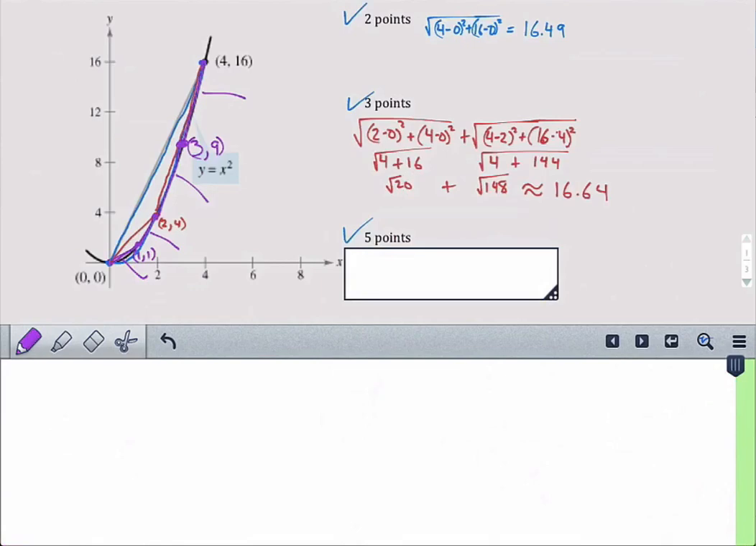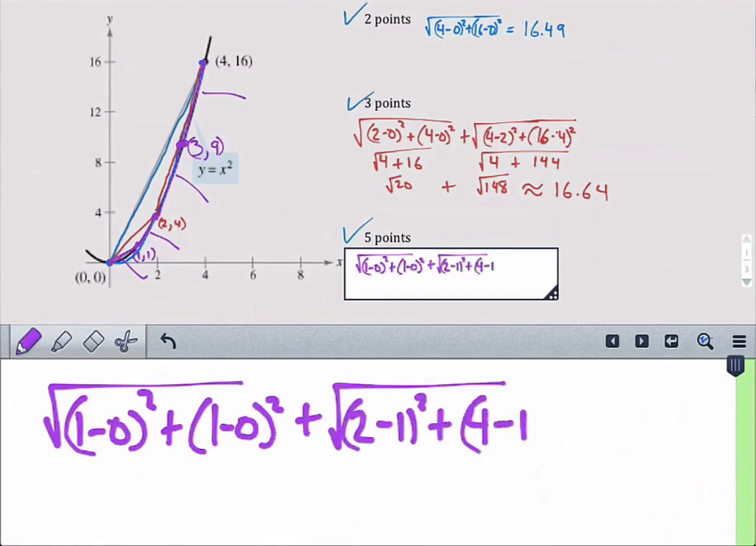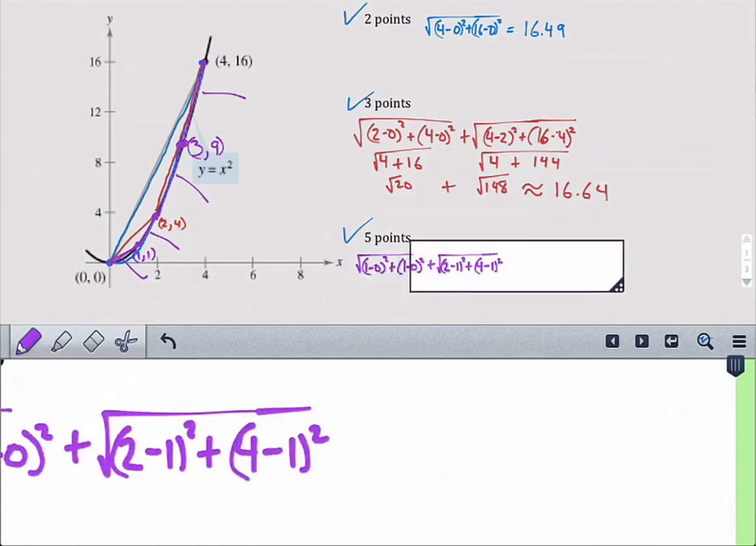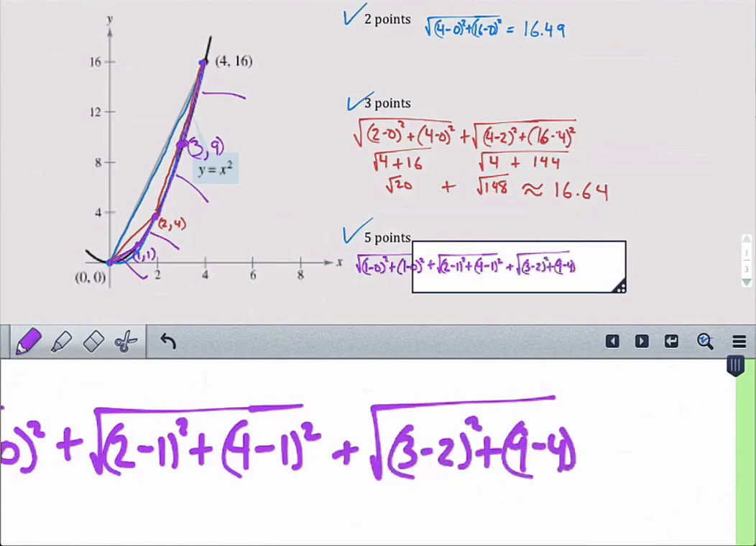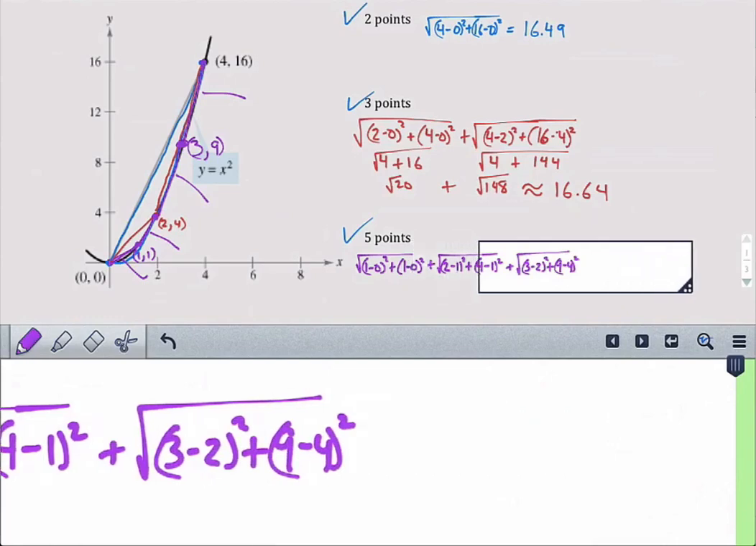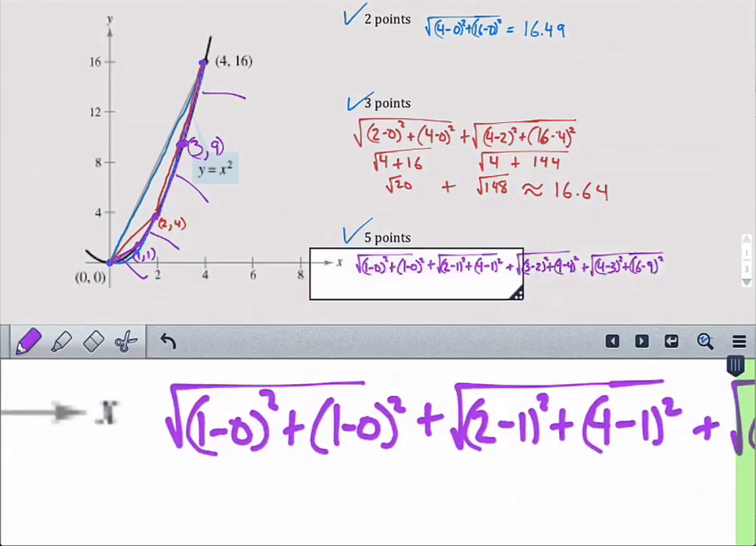Okay, so our first line segment will be the square root of (1 minus 0) squared plus (1 minus 0) squared. And then between (1, 1) and (2, 4) will be the square root of (2 minus 1) squared plus (4 minus 1) squared. Between (2, 4) and (3, 9), we get (3 minus 2) squared plus (9 minus 4) squared. And then between (3, 9) and (4, 16), we get the square root of (4 minus 3) squared plus (16 minus 9) squared.